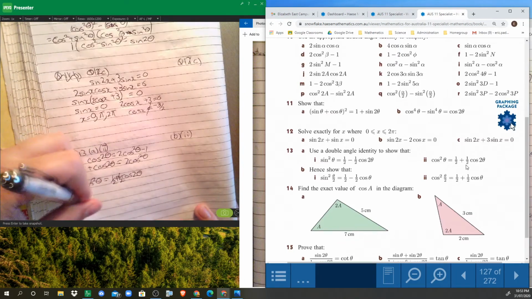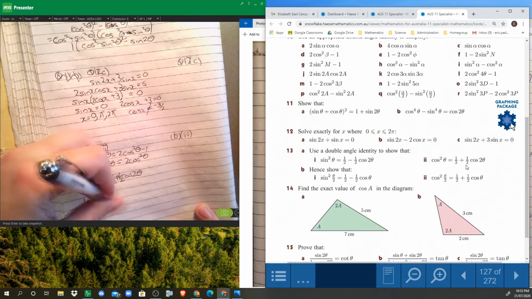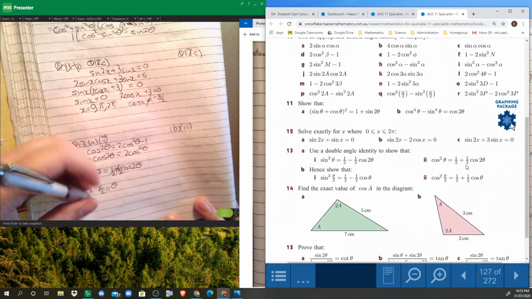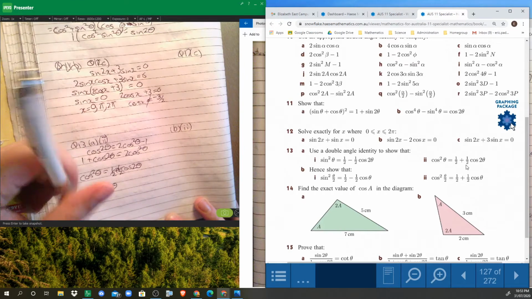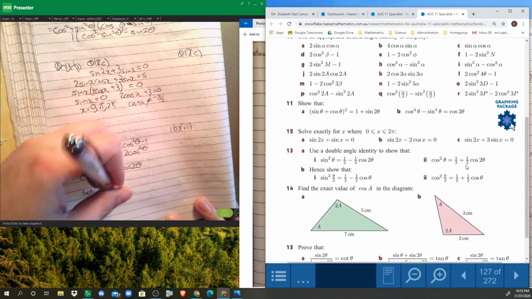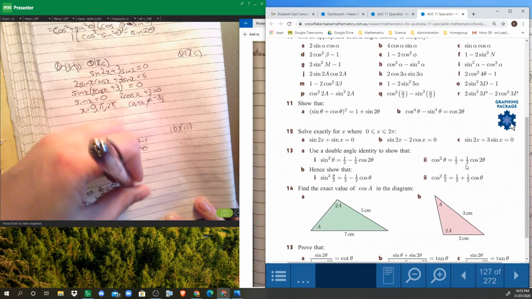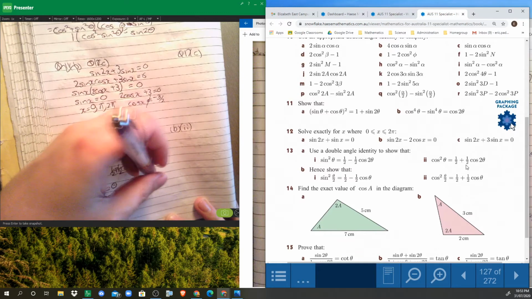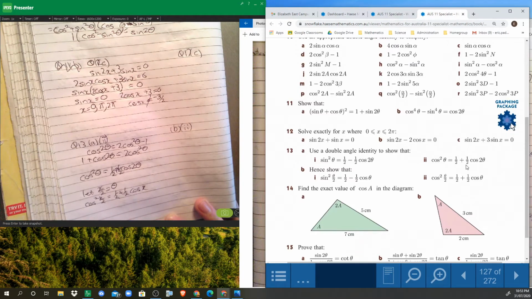Then if you let x on 2 equal theta, you can actually demonstrate there's a relationship where you can halve things. I think that's what we're getting at in the second one. Cosine x on 2 equals half plus a half cosine of 2x on 2, which would just be cosine x.